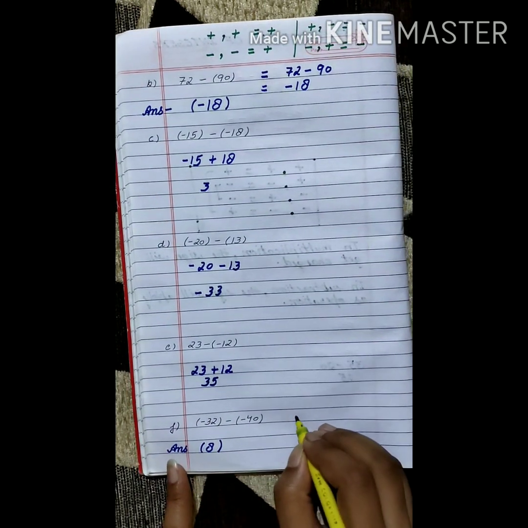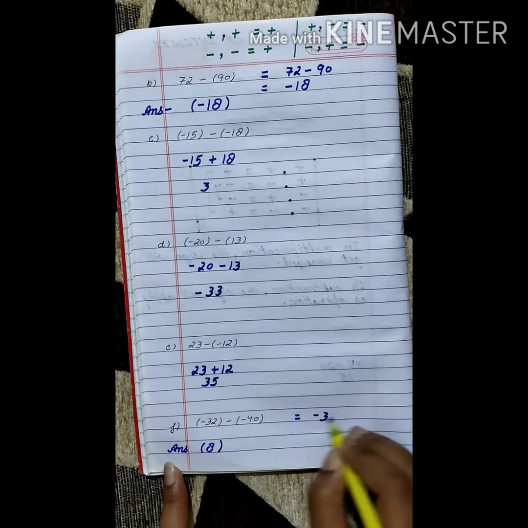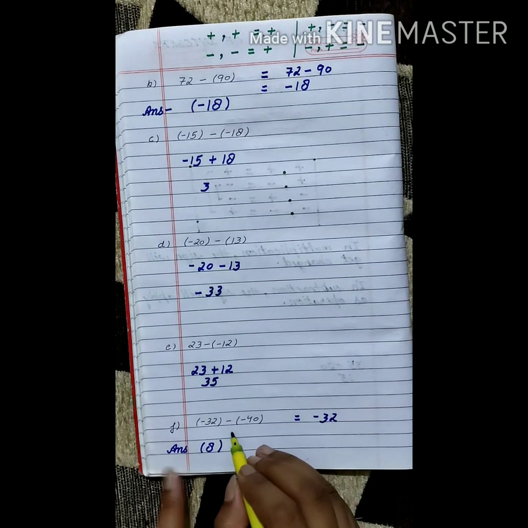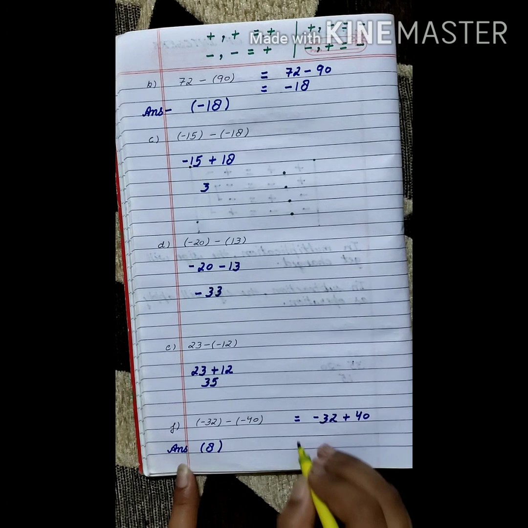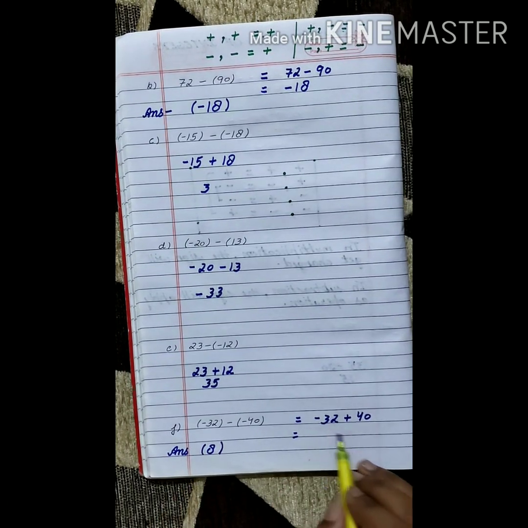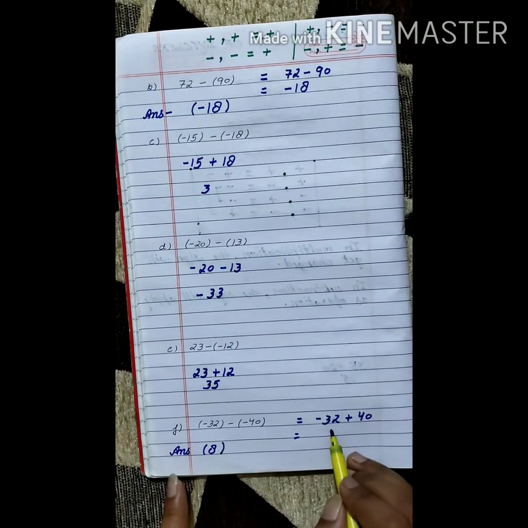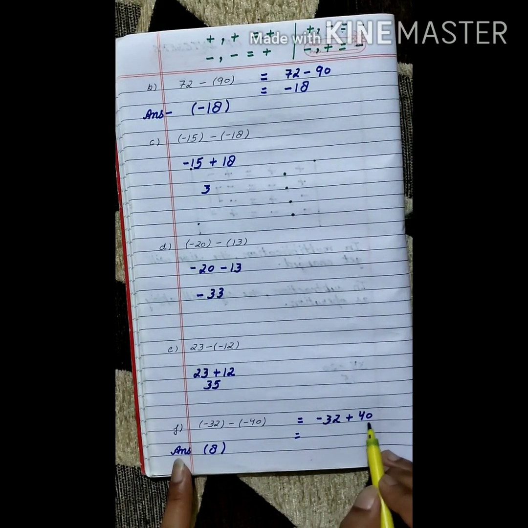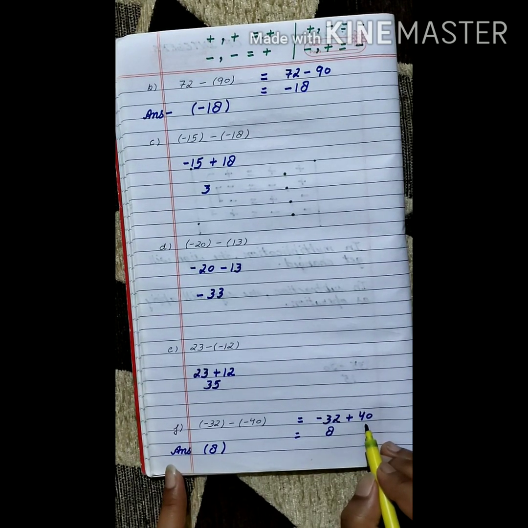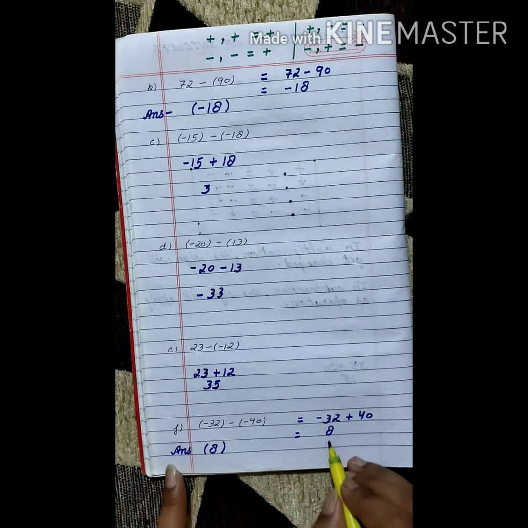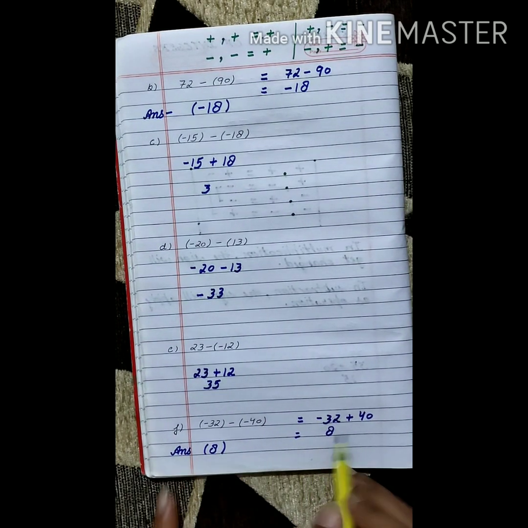F part. In F part, firstly we will solve the bracket. Minus 32 minus minus plus, both signs are together, so sign will get changed and it will become plus 40. Now one digit is negative and second one is positive, and minus plus is equals to minus, so we will subtract. After subtraction we will get 40 minus 32 is equals to 8, and 40 is greater integer and it is positive, so 8 is also positive. Therefore minus 32 minus minus 40 is equals to 8.